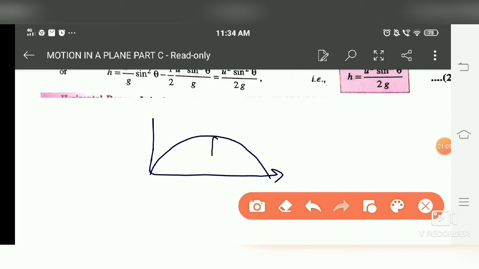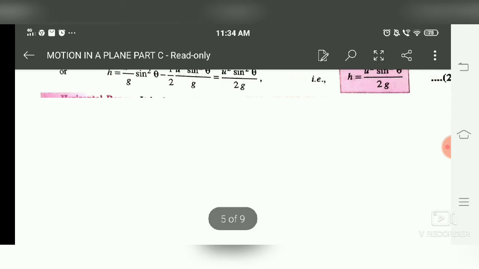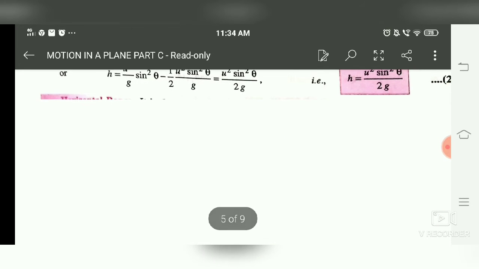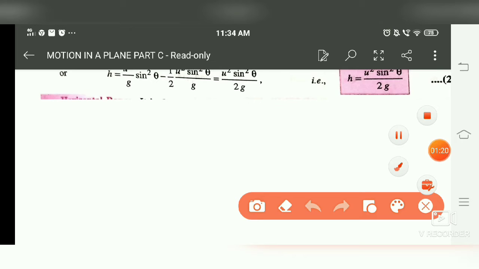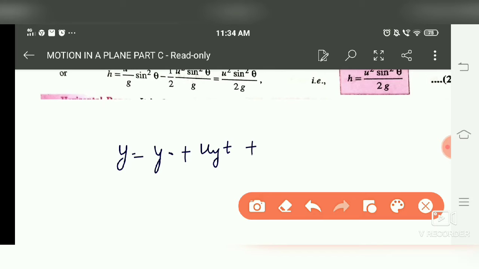Here we have to calculate this height. This height is the maximum height. We have to calculate this. By using the equation y = ut + half at square, or we can say y = y naught + uy t + half ay t square. By using this equation we know y naught is 0, uy is u sin theta, this is minus g.